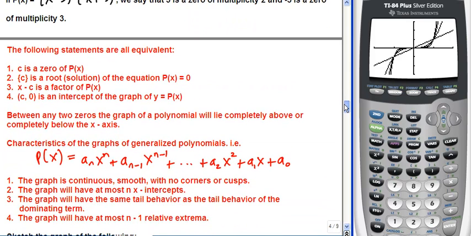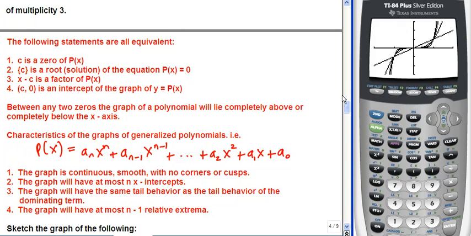So just to summarize what we mentioned earlier, these 4 statements are all equivalent. We could say that the number c is a 0 of our polynomial p of x. That's the same thing as saying that c is a root or a solution of the polynomial equation p of x equals 0. That's the same thing as saying that x minus c has to be a factor of the polynomial. And it's the same thing as saying that c comma 0 would be an x-intercept on the graph of the polynomial. Okay, so those 4 statements all mean the same thing. It's just a different way of saying the same thing.